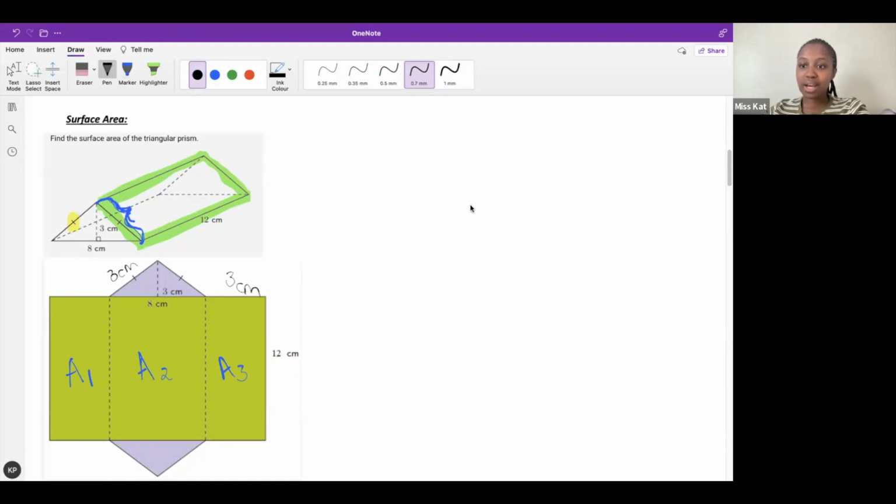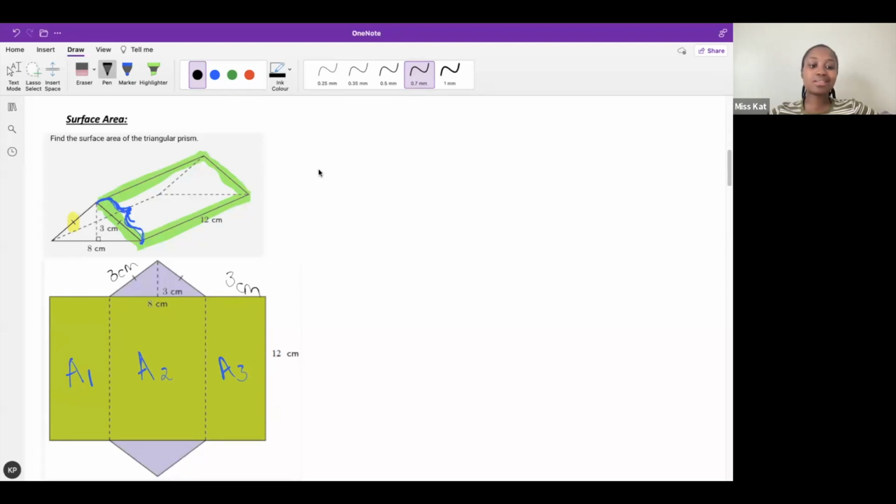I'm going to stop there and have a little check-in. Did I lose anyone during my explanation? Do you understand why the breadth of this rectangle will then be 3 centimeters? Because it covers the 3 centimeter side of my triangle. Do we get it? No queries? Okay, I don't see anyone asking a question, so I'm guessing I didn't lose anyone.